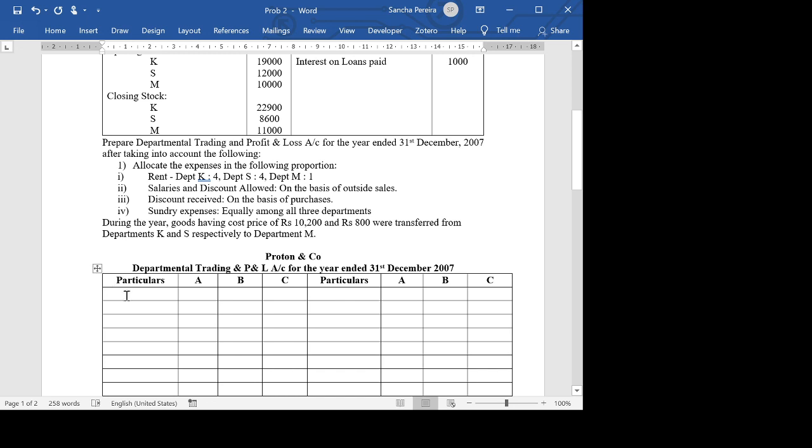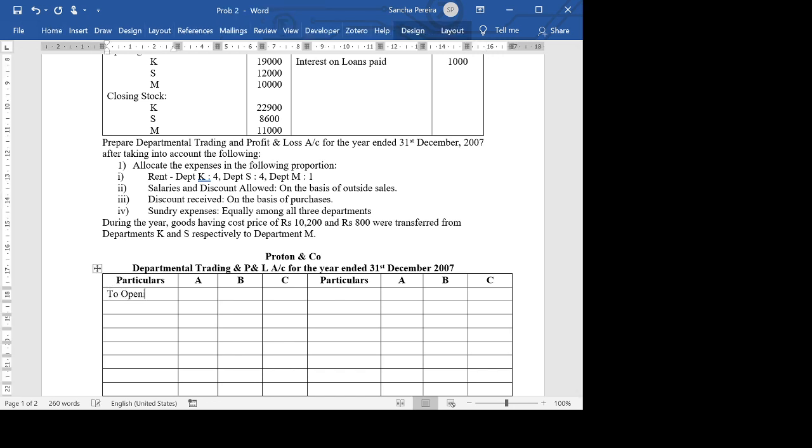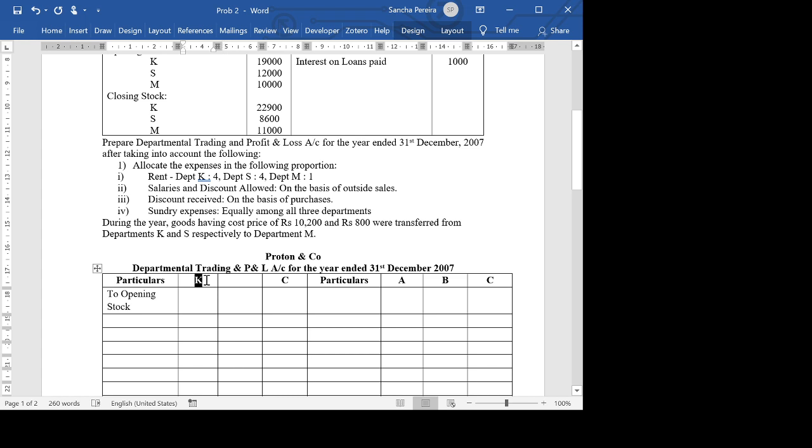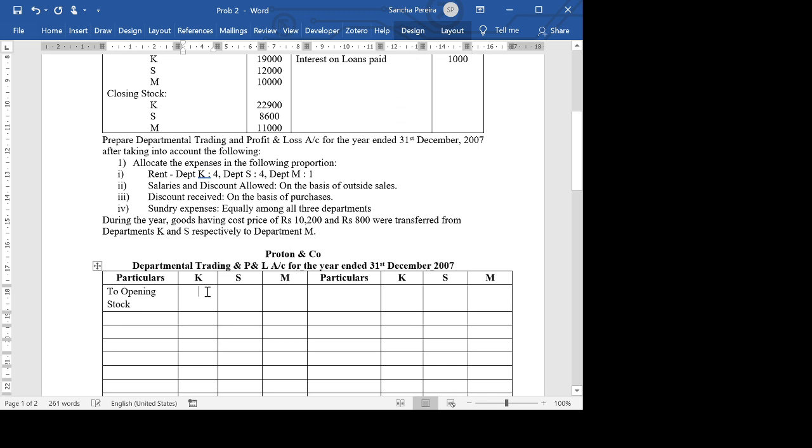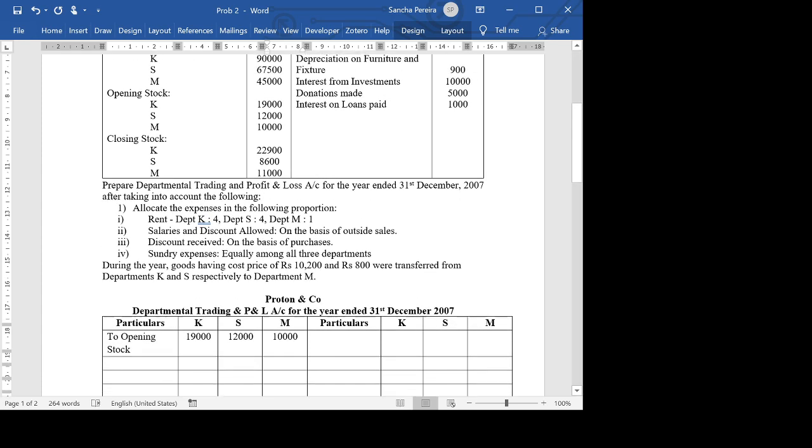So the first thing here will always be the opening stock. To opening stock, K, S and M. Let's see what the opening stock is: 19,000, 12,000 and 10,000. That's the opening stock.